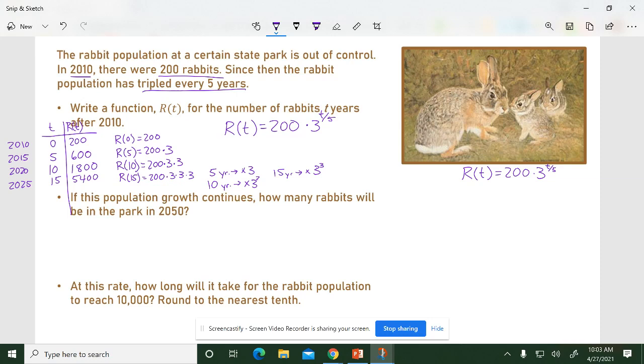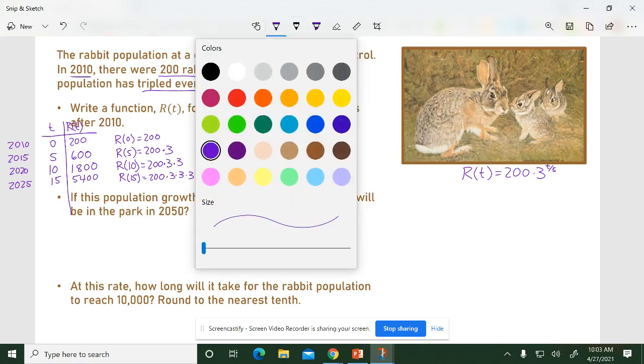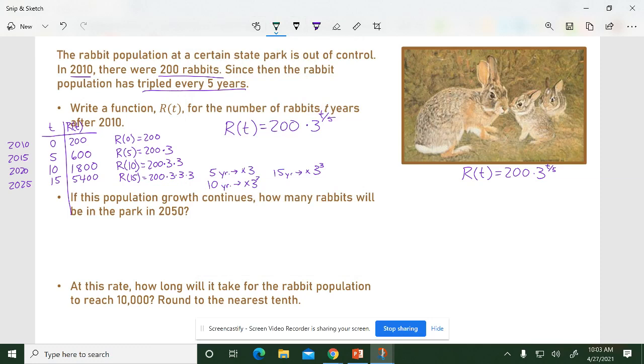Sorry. Okay, now we're going to use that function to answer these next couple questions. It says, if this growth continues, how many rabbits will we have in the park in 2050?